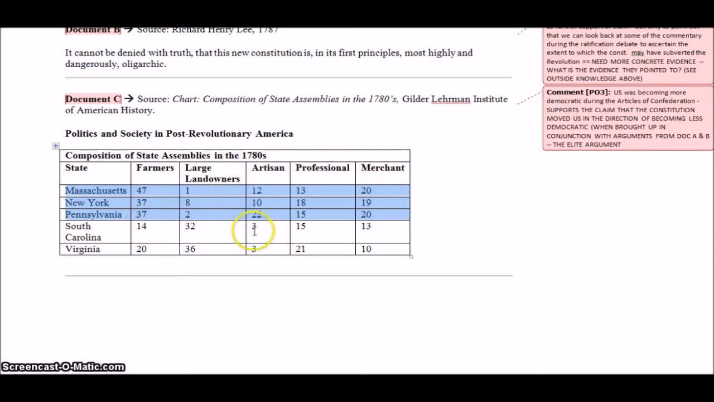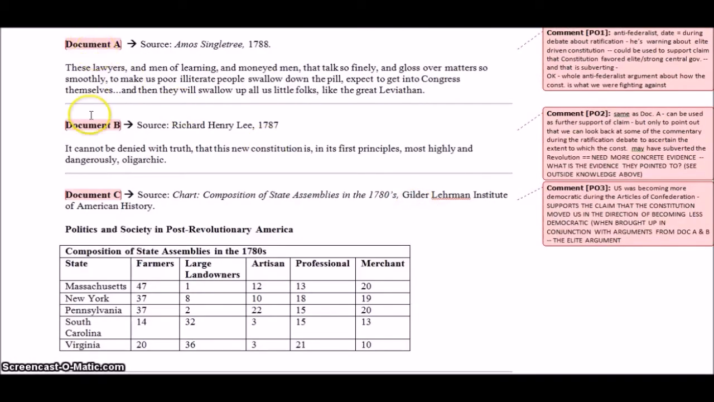Not as much in the South, but more so in the North. We were becoming more democratic if you define that as more of a variety of people, middling to lower people, in the state assemblies. So you can argue in your essay that we were moving towards a greater democracy during the Articles, and the Constitution pulled that back. This is some concrete evidence to help you in your argument that documents A and B help support.